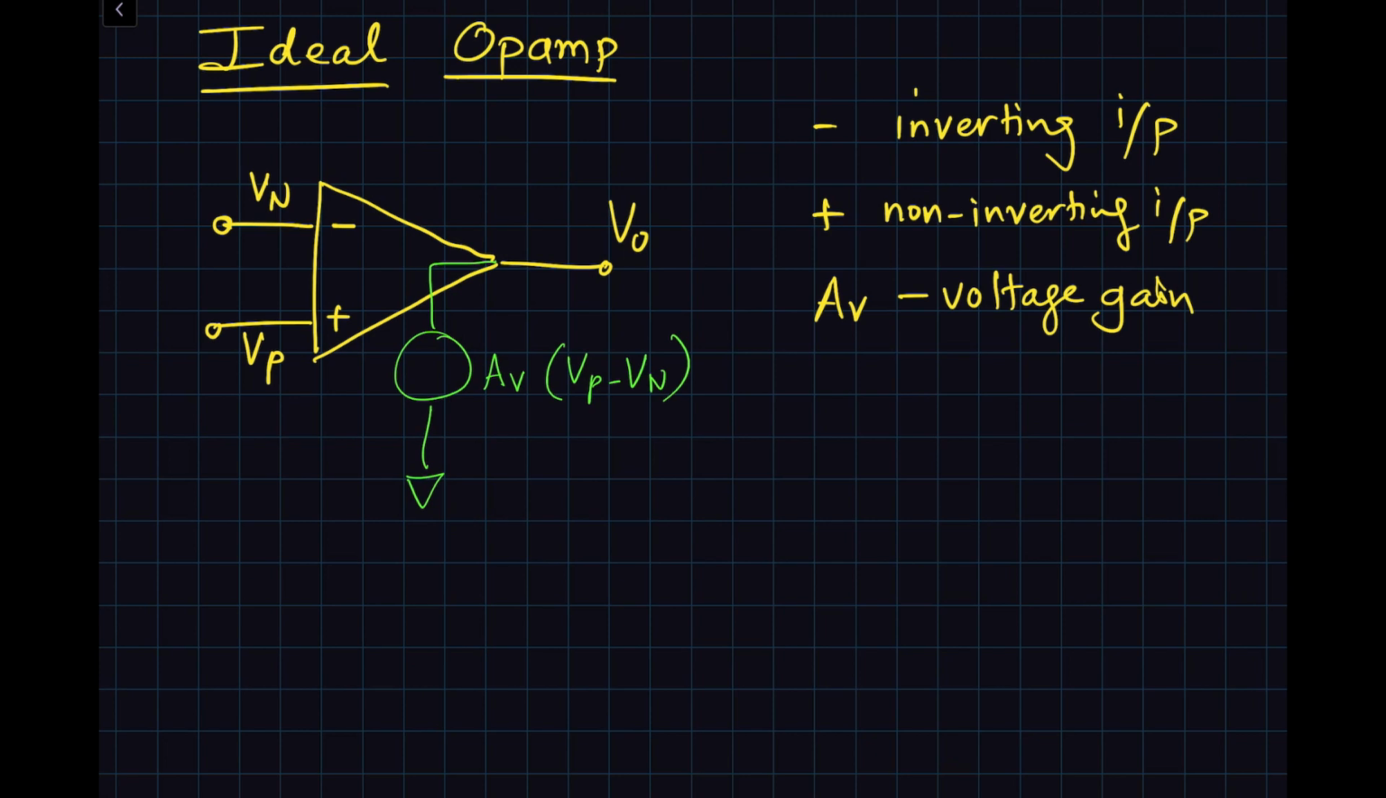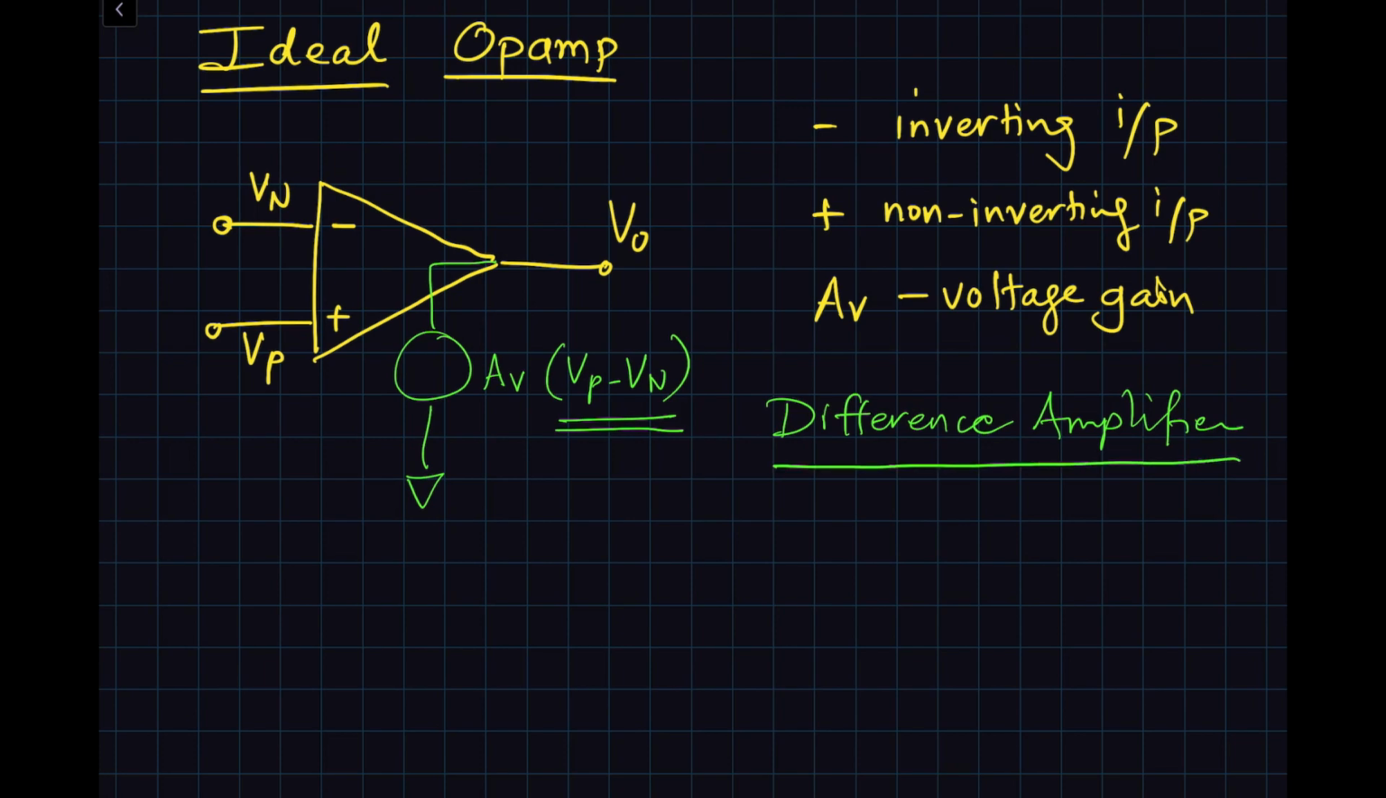What we are doing here, if you look at this particular term, is taking a difference between the two terms, and that's why it's also called a difference amplifier. Now, when we talk about the difference amplifier, let me give you an example of why we are trying to take a difference between two signals. Why don't we just amplify one signal, amplify another signal, and subtract them out, right?